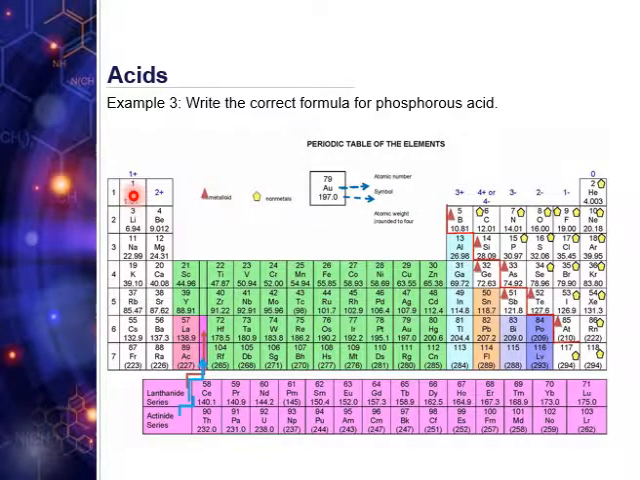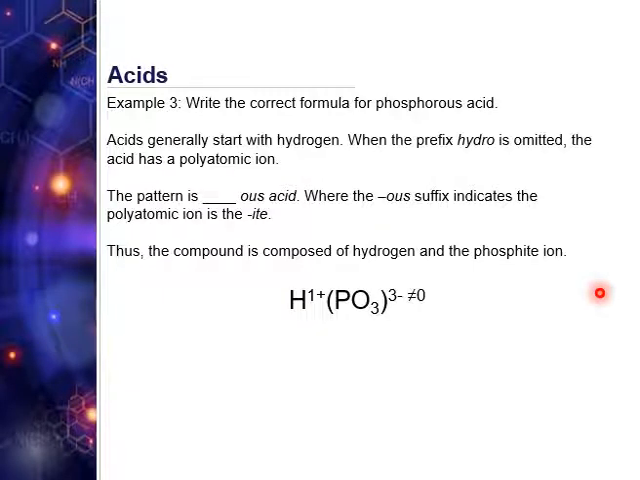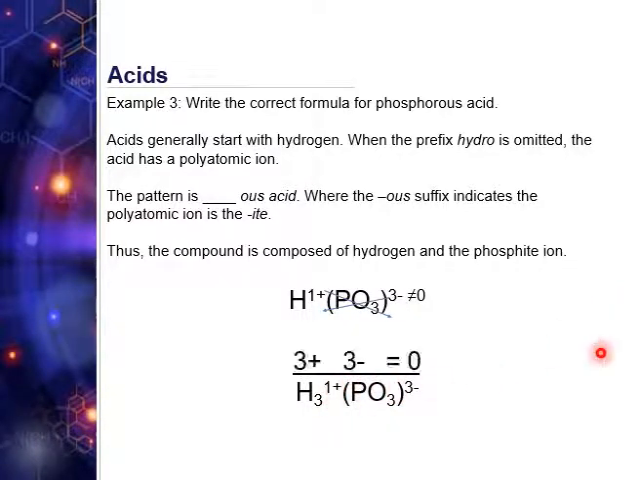Hydrogen is a +1. Phosphite is PO3 with the -3 oxidation state. A +1 and a -3 is not equal to 0. We bring the 1 down, but we don't write ones. We bring the 3 down. And remember, subscripts are always positive. 3 times a +1 is a +3 and a -3 equals 0. We don't write parentheses around the PO3 unless we have more than one of them. So the correct formula is H3PO3.